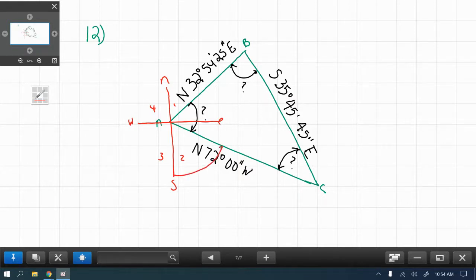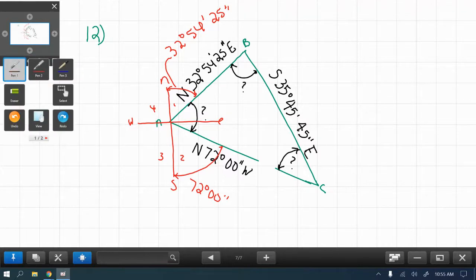So that means this is 72 degrees. What quadrant is A to B in? A to B is in 1. Okay. So that's 32 degrees, 54 minutes, 25 seconds. So if this is a straight line, add those two together, minus 180. Correct.